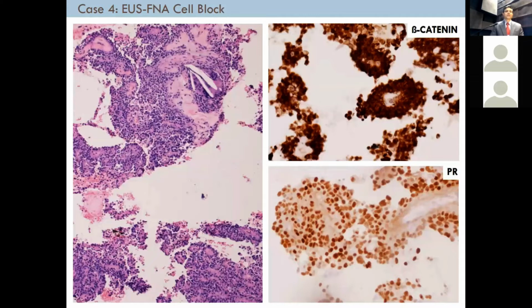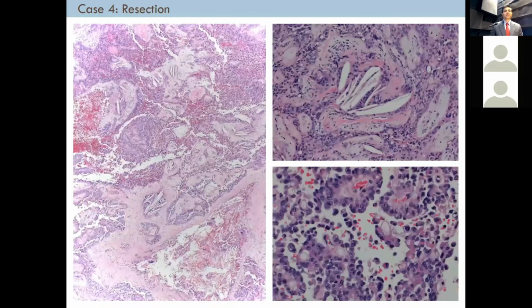The cell block showed characteristic features. As you can see, it has a pseudopapillary appearance, and these papillary cores have hyalinized vascular cores. The diagnosis was achieved by demonstration of both nuclear and cytoplasmic positivity of these tumor cells with beta-catenin, and they were also positive for progesterone receptor. So we call this a solid pseudopapillary neoplasm. The patient underwent a resection, which confirmed the cytological diagnosis.